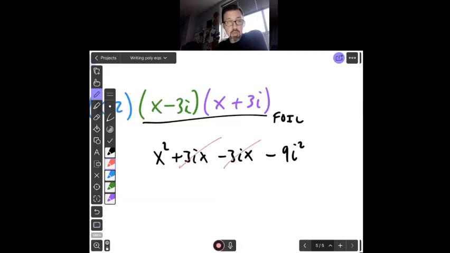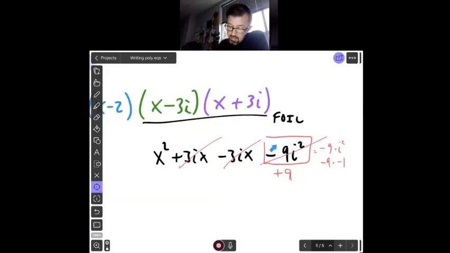So those two will cancel, right? 3i and negative 3i. And then we take this. What's negative 9i squared equal to? Remember, that's equal to negative 9 times i squared, which is negative 9 times negative 1. So this is really equal to positive 9. So we take that negative 9i squared, and it becomes positive 9.